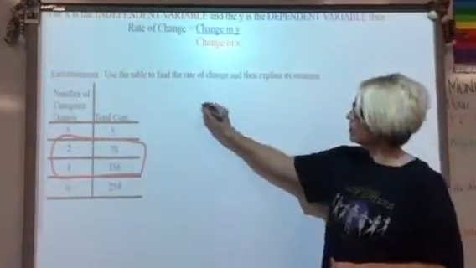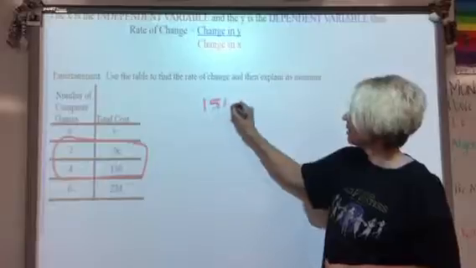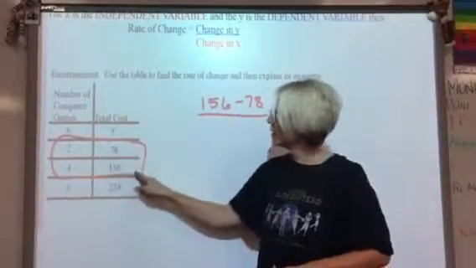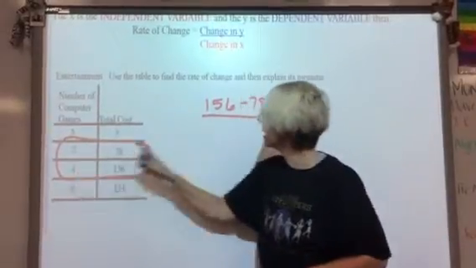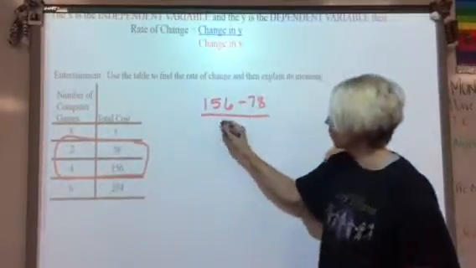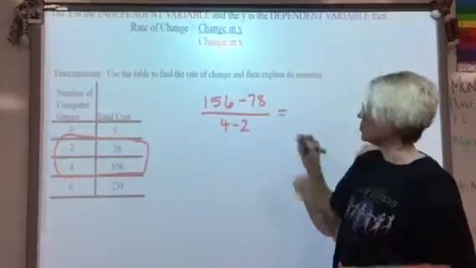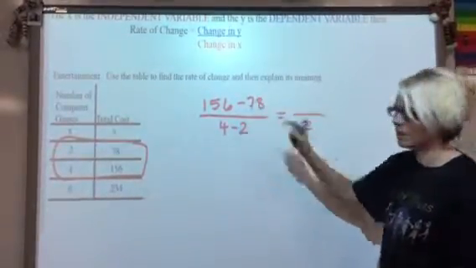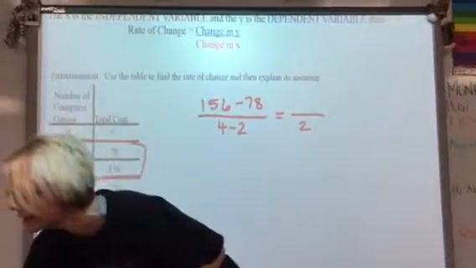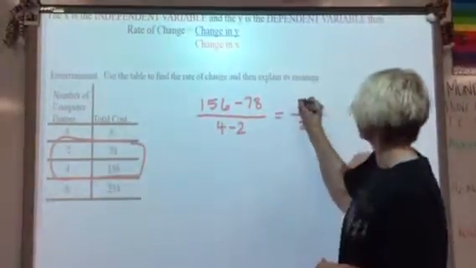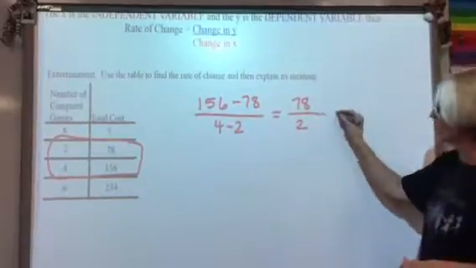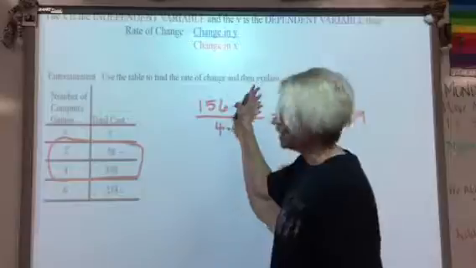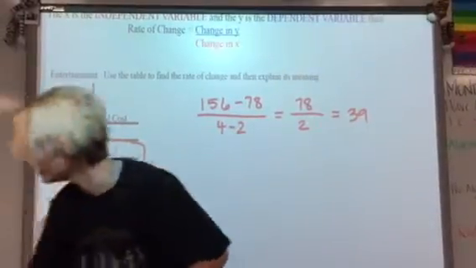And so what I would do is start with 156 minus 78 to find the change in y. These are my y's. And then I would take the corresponding x's, the 4 minus the 2, for my change in x. So when I subtract, I know that this is 2, and 156 minus 78 is 78. And I can keep dividing, and I get 39 when you divide it out. So our rate of change is 39.